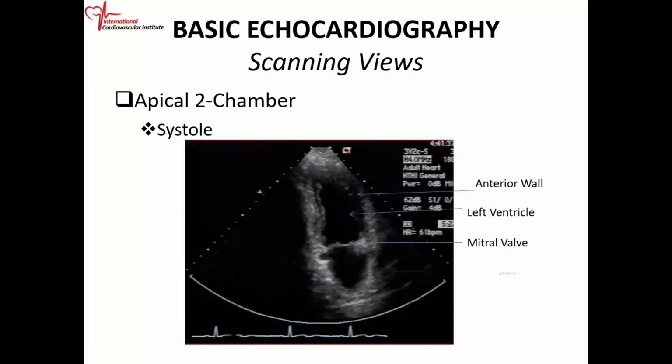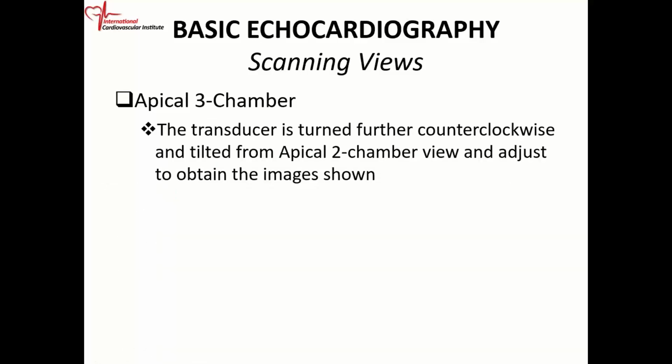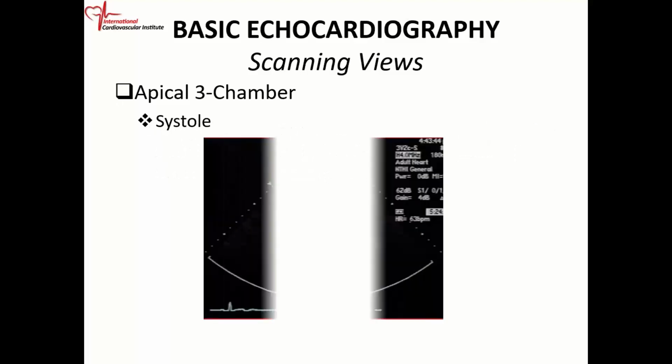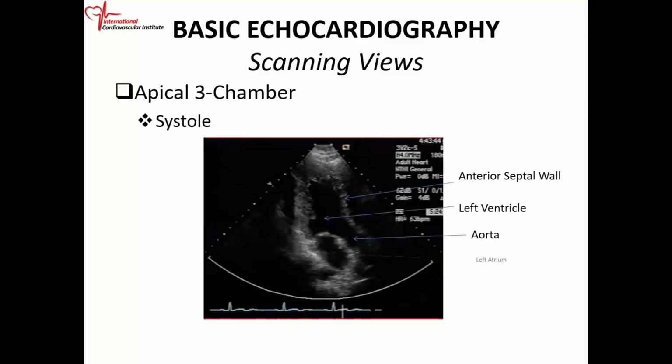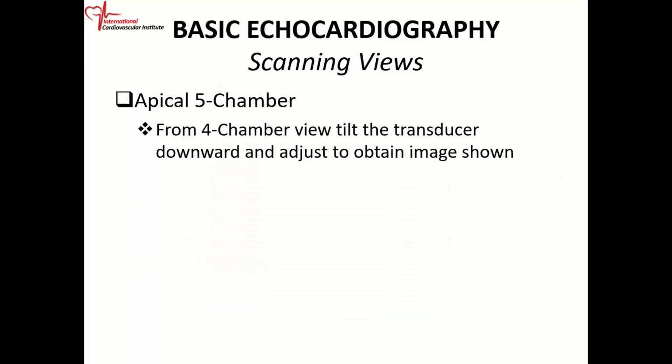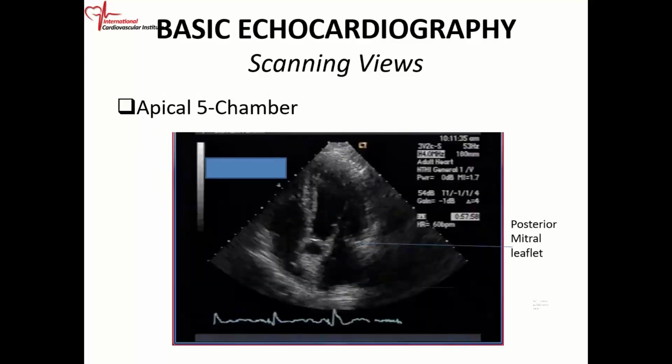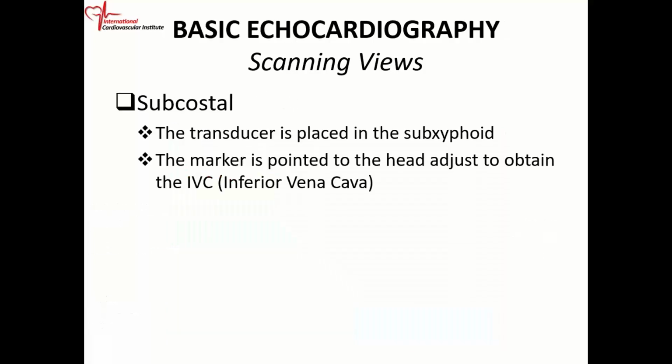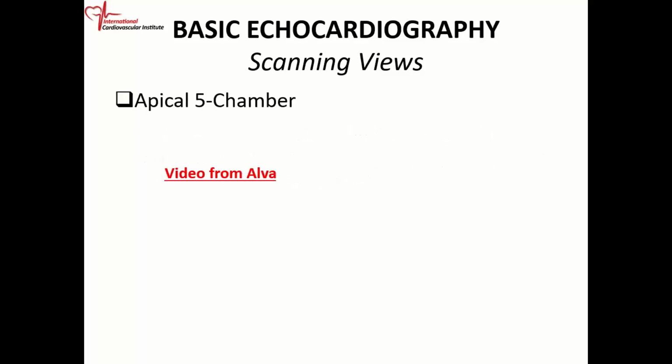So we did our apical 4, apical 2, apical 3, and apical 5. So we're finished with our apical views. So you should be able to scan a patient now, because we already did the parasternal, long and short, and then we did our apical, and so that's about 80% of the scanning. So once you can do those, then you can scan.